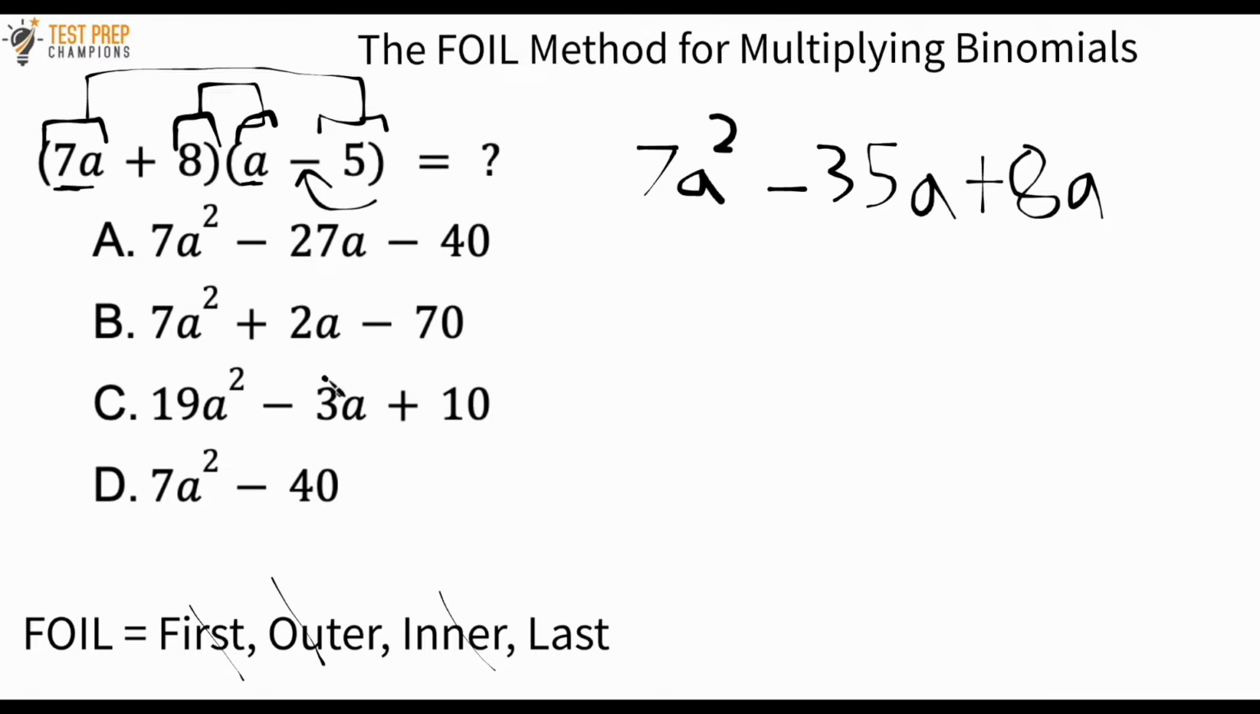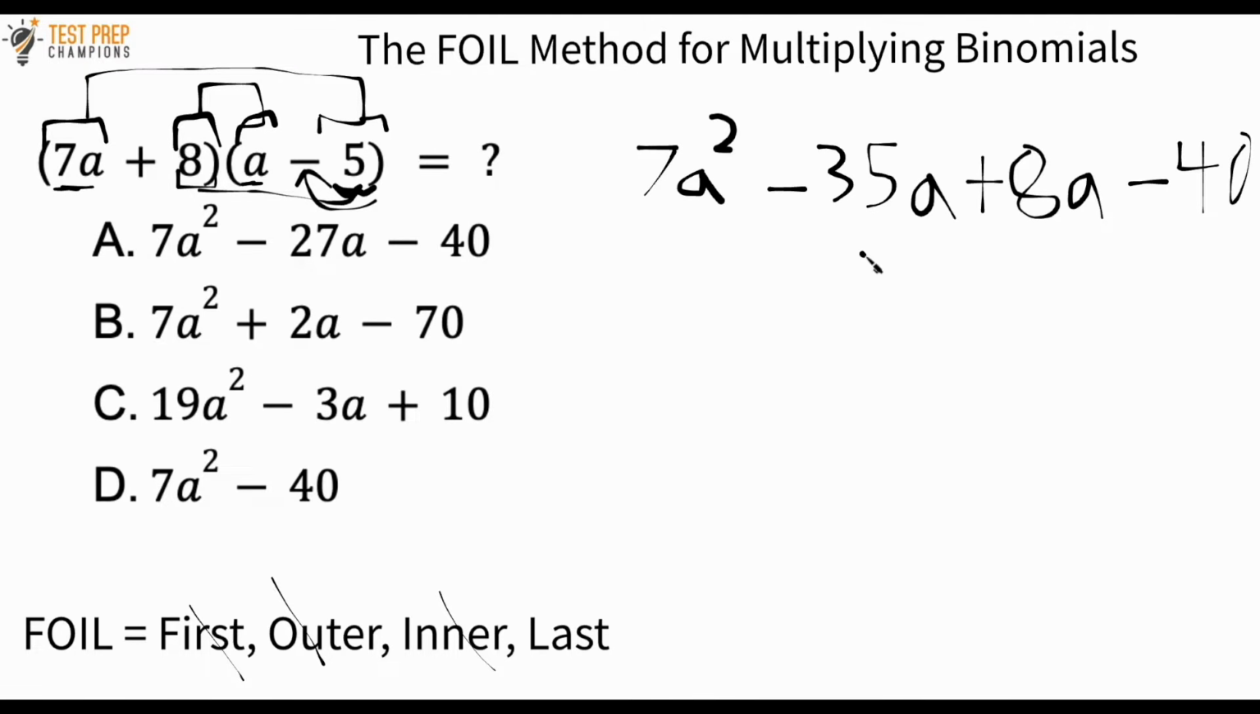So the last would be 8 and negative 5. And again, we have to remember that this minus sign is here. So 8 times negative 5 is negative 40. So now we just combine the like terms and we're done.